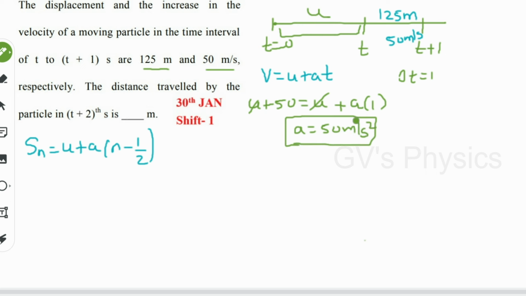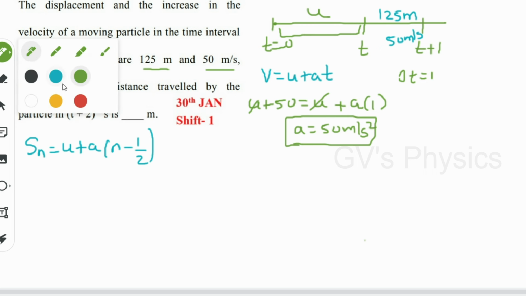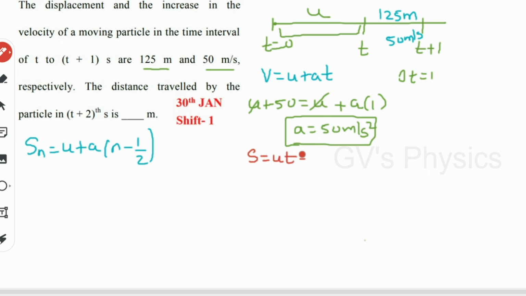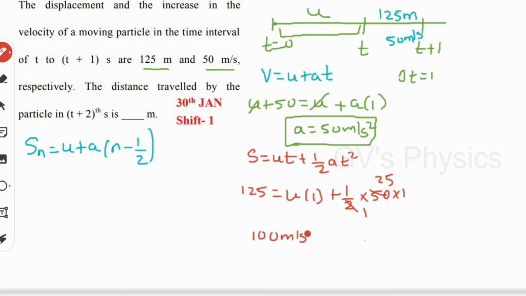With respect to that, we can find the initial velocity u. For that, I'm going to take the second equation of motion, which is s is equal to ut plus half at square. The distance covered in this time interval of 1 second is 125 meter. So 125 meter is equal to initial velocity u, again time interval is 1, plus half, a is 50, again time interval is 1 square. So we can cancel, it's 1 and 25. Taking 25 to the opposite side, 125 minus 25 will be 100. So 100 meter per second is the initial velocity u.